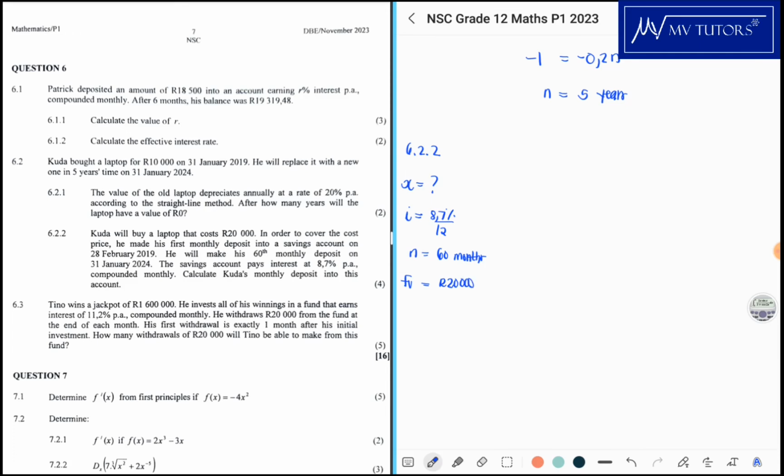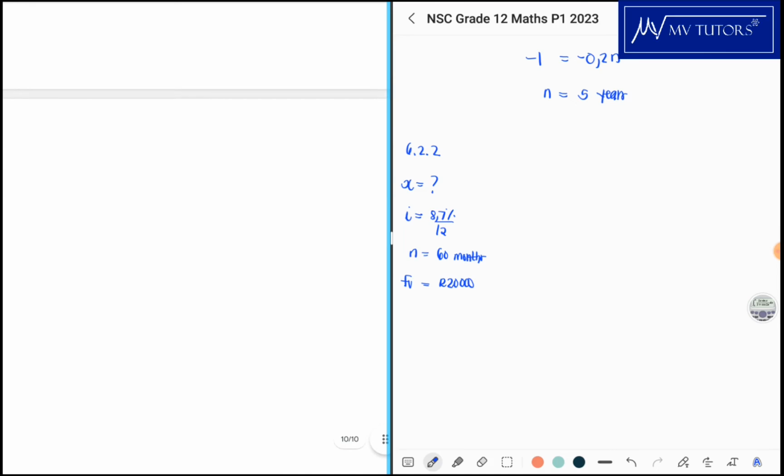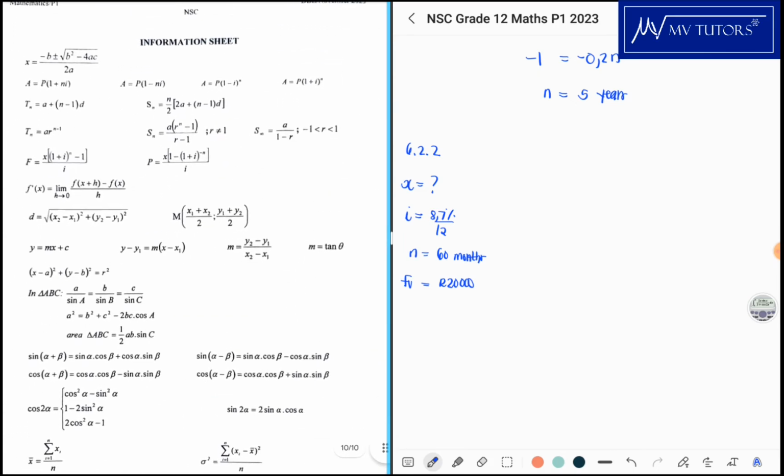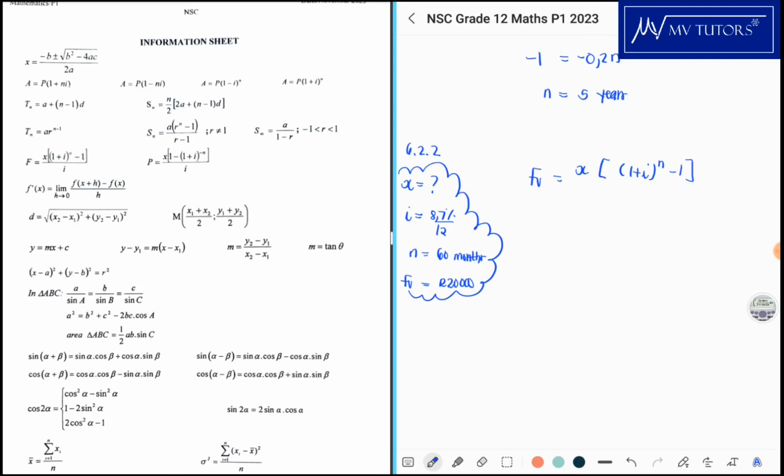Now, I forgot the formula, so I definitely need to check out the formula sheet in order to see the future value formula. I normally confuse it with the present value. So, future value, we have our monthly amount, times (1 plus i) to the power n, minus 1, and all of that we divide by the interest rate.